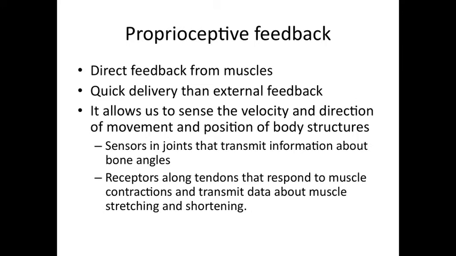Okay, so let's break this down. Proprioceptive feedback is direct feedback from the muscle. So what does it do? It is monitoring how much our muscles contract, how much our muscle stretches, and when that happens, how much is the movement, what is the direction of movement of the muscle, what is the position of these muscles in the mouth, and what is the speed of movement of these muscles.